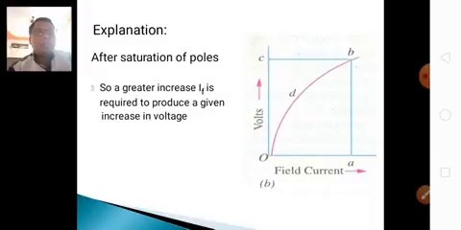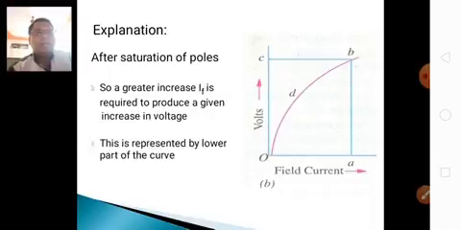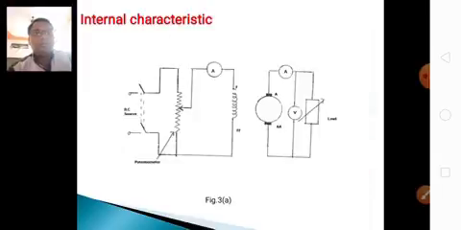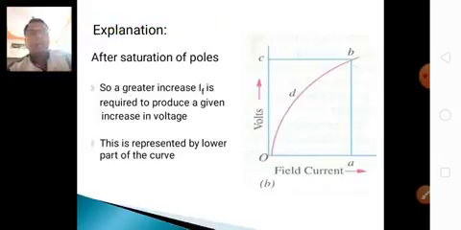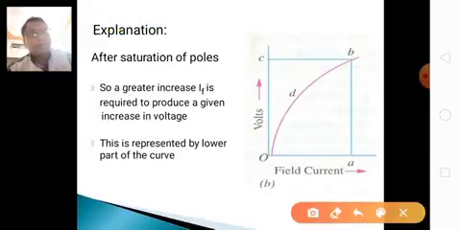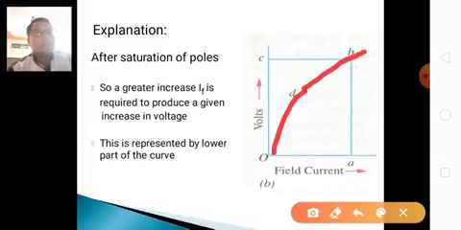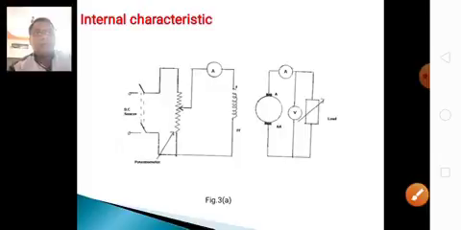After saturation of the poles, a greater increase of IF is required to produce a given increase in voltage. This is represented by the lower part of the curve. Up to some portion D the curve is straight, and after saturation of the pole excitation, the curve bends when the field current increases more. These are the internal characteristics of the separately excited DC generator.